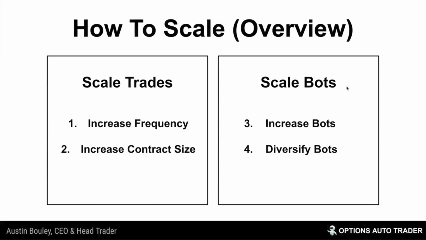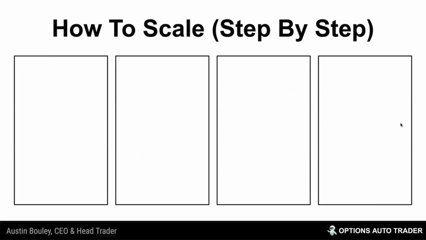Then you start adding bots. That's why our options bot portfolio system is only 3 bots to start off with: your daily income bot, your bullish bot, your bearish bot. Super simple, super straightforward. You start with that, you tweak it, you scale that, and then you start to scale bots. So we start off, number one, by increasing the frequency at which the bot enters. Number two, we then increase contract size. Number three, we increase the number of bots after that. Then number four, we diversify bots. So let's look into this more step by step, okay?